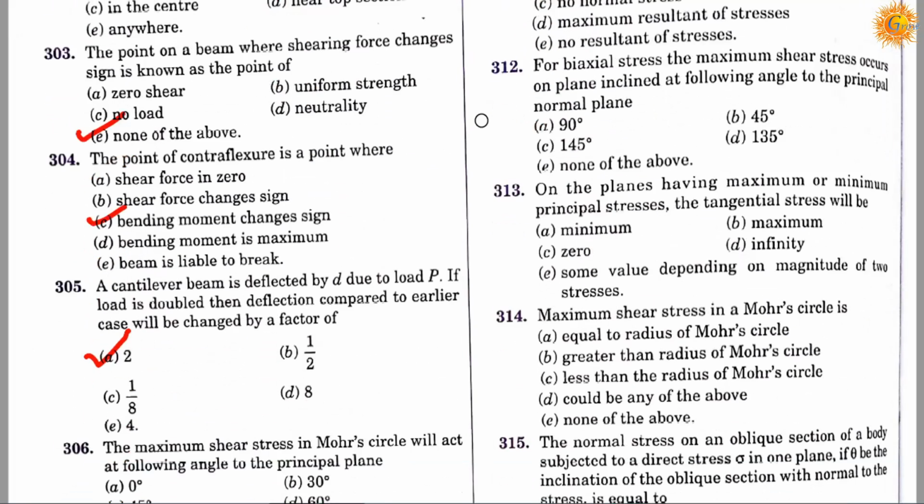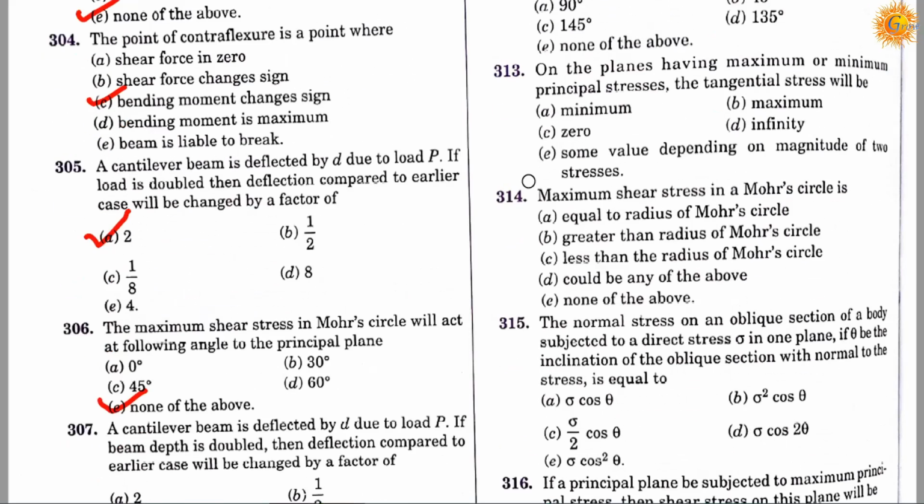Question number 312. For biaxial stress, maximum shear stress occurs on plane inclined at a following angle to the principal normal plane. Option A is 90 degree, option B is 45 degree, option C is 145 degree, option D is 135 degree, option E is none of the above. Correct answer is B, it will be 45 degree. Question number 313.